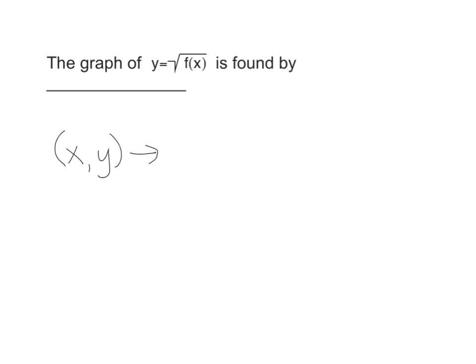So if we look at this, the graph of y equals the square root of f of x is found by taking the square root of y, right? So then the mapping rule is (x, y) maps to (x, square root of y). The x values stay the same, and it's the square root of the y values.